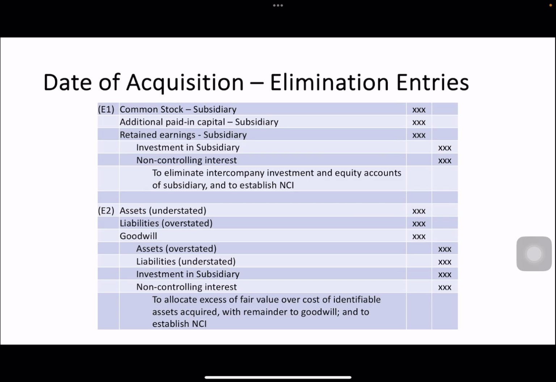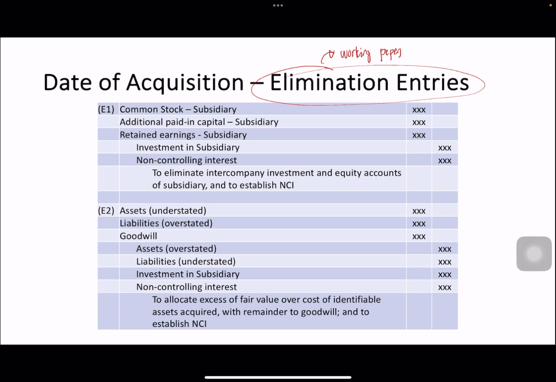As discussed previously, the parent is required to consolidate on the date of acquisition and on every reporting period thereafter. As part of the consolidation process, the parent prepares eliminating entries in the working papers. To emphasize, eliminating entries can only be found in the working papers. They cannot be found in the books of the parent nor the subsidiaries. They also do not affect the separate financial statements of the parent nor the subsidiaries.